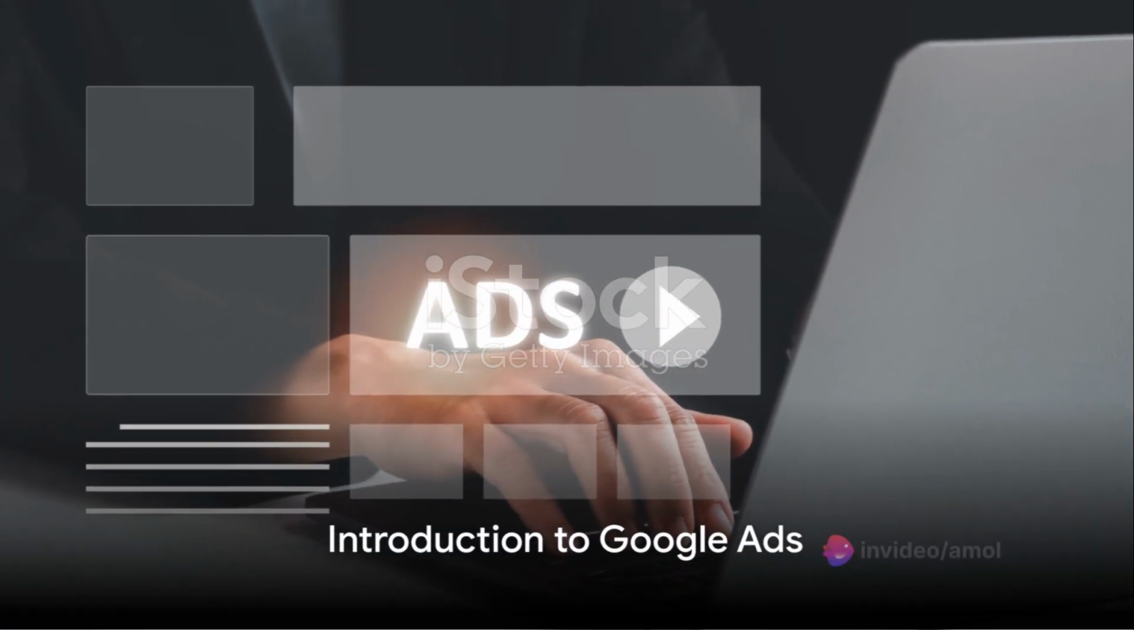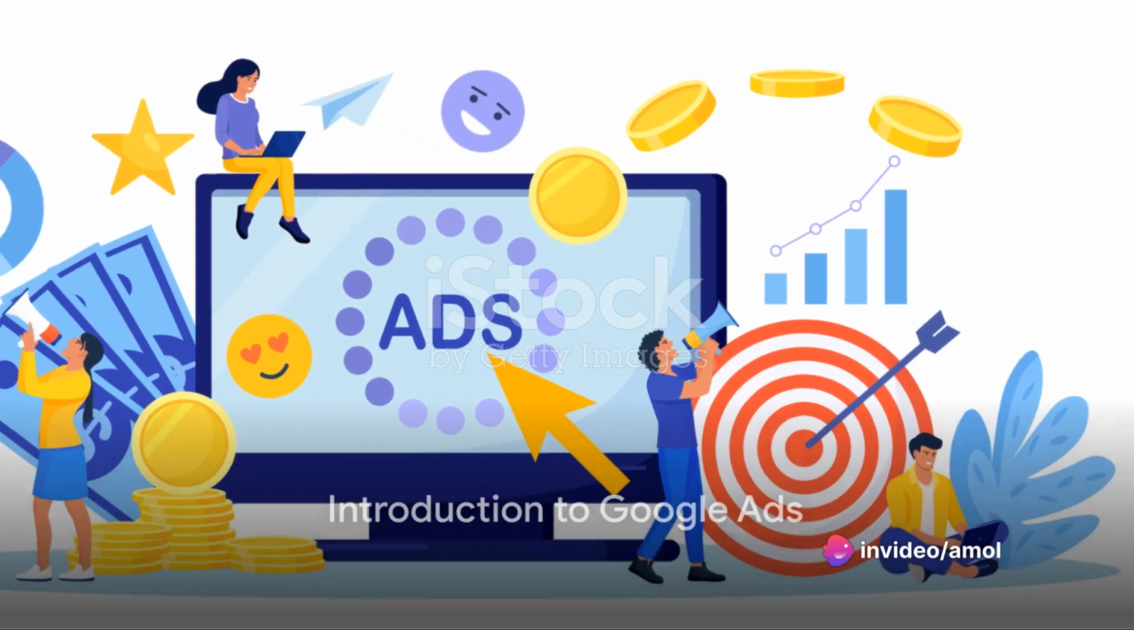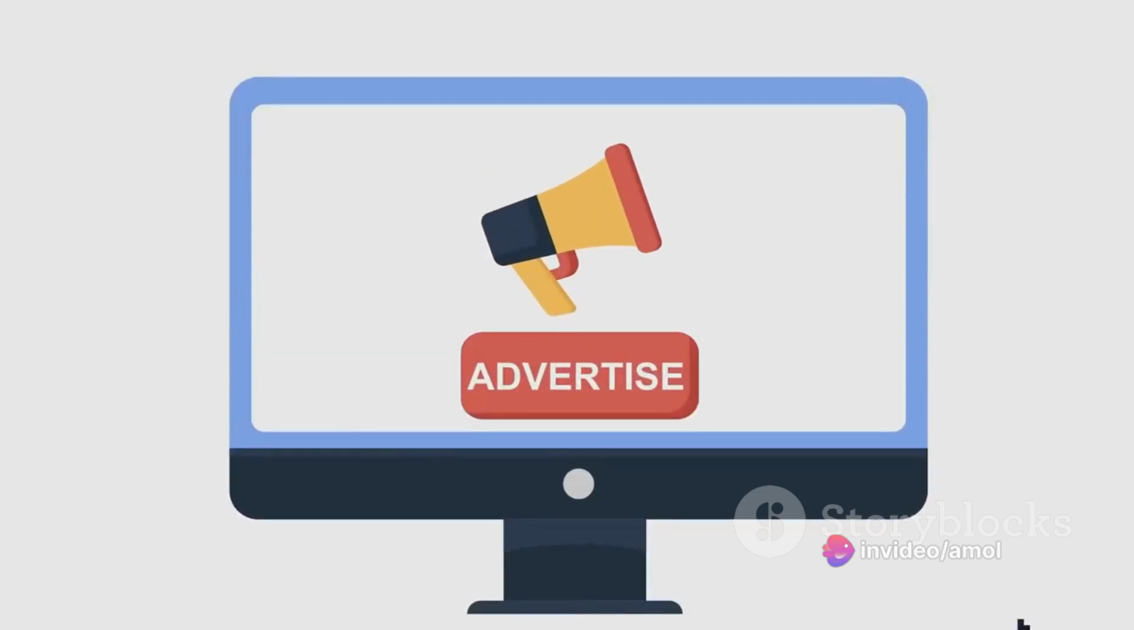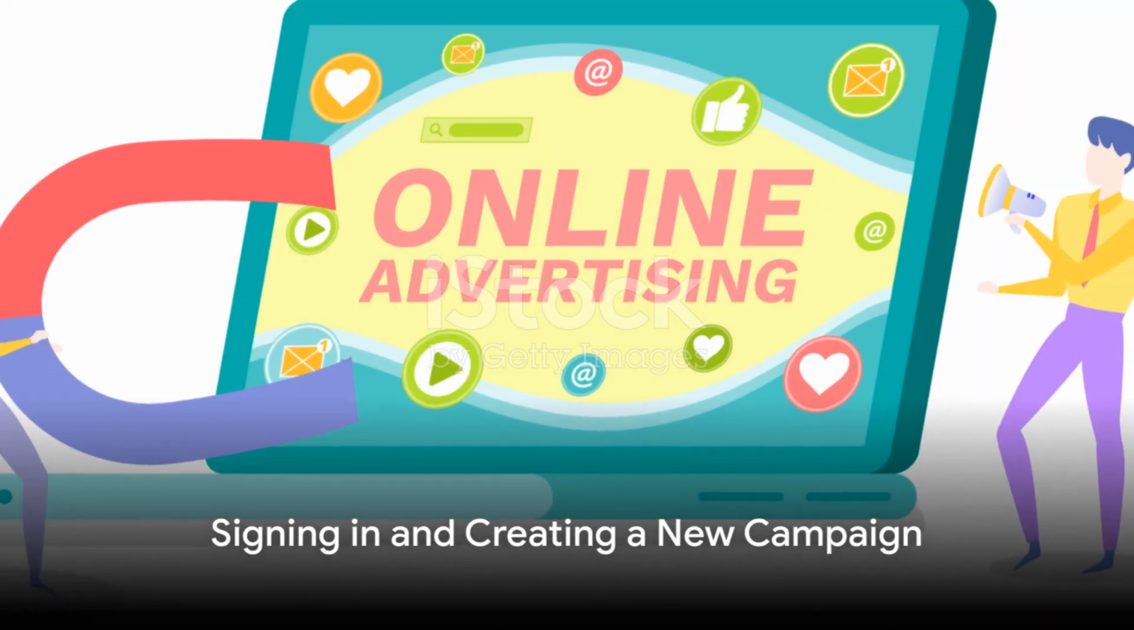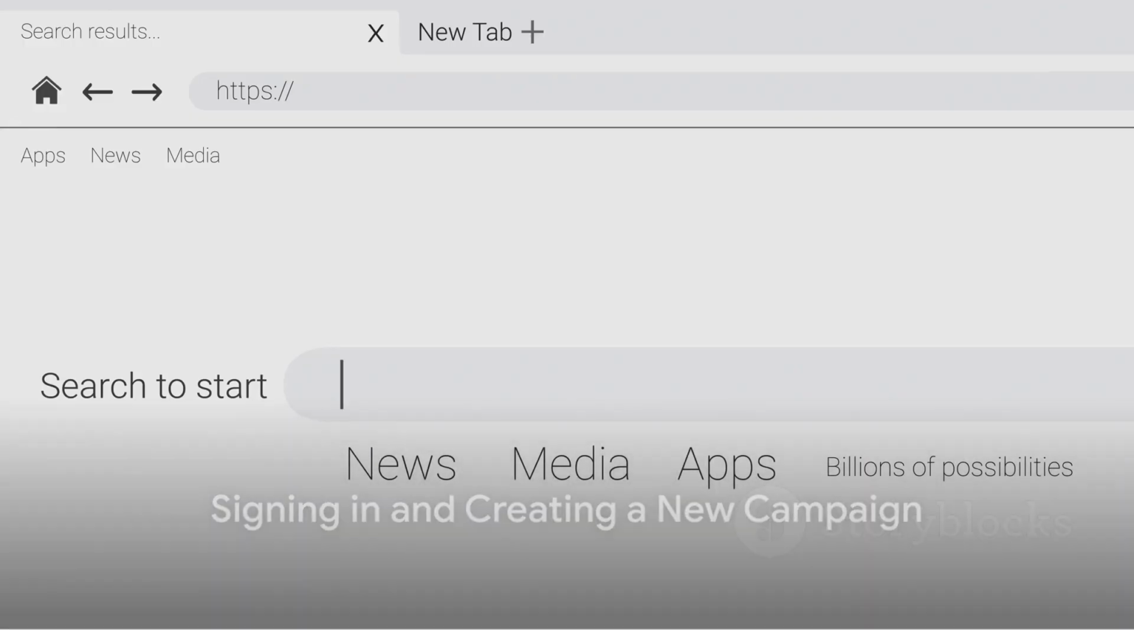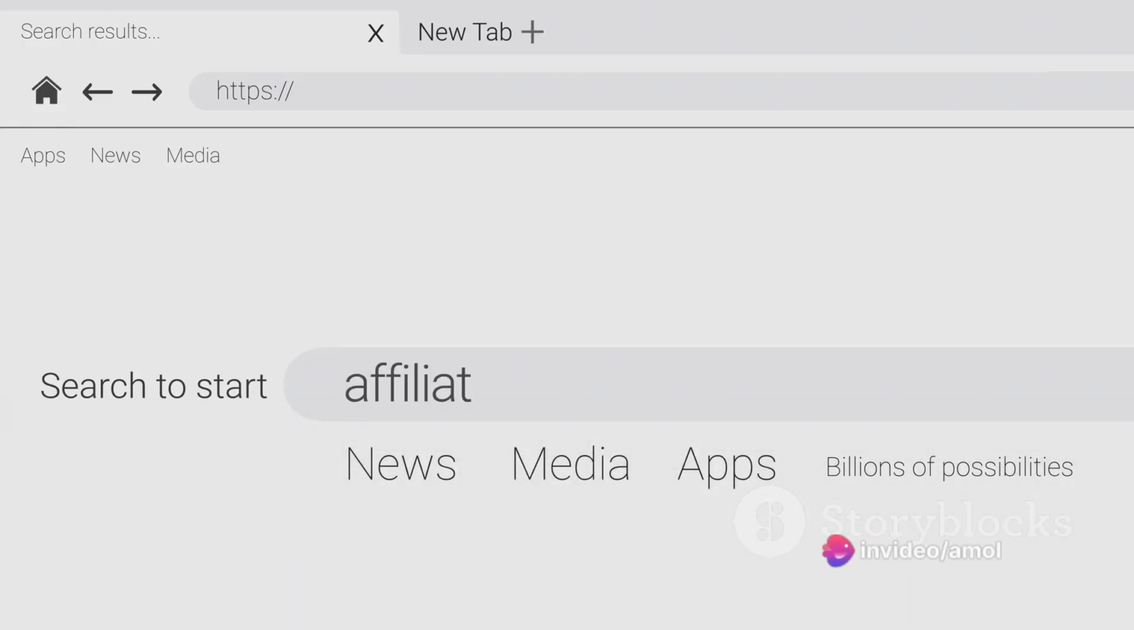Have you ever wondered how to create effective Google Ads? It might seem complicated at first, but by breaking it down into a series of simple steps, the process becomes quite manageable. First, you'll need to sign in to Google Ads. If you don't have an account, creating one is straightforward. Once you're logged in, click on the plus New Campaign button to start creating your new campaign.